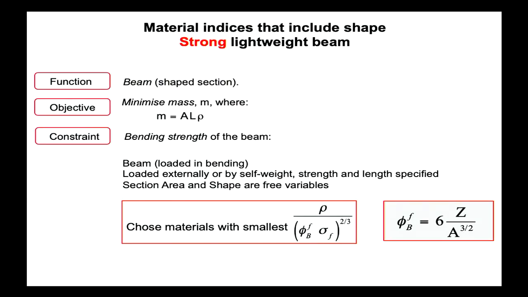Now, for a strong lightweight beam, same function, objective, constraint, and I won't read all that stuff out, you can do that in your own time. We get to choosing materials with the smallest density. We've got our stress function, and by the way, F is for failure. It could be ultimate tensile, it could be yield, it could be proof, depending on the material. We're used to steels, but not every material fails in the same way. And that's why Ashby chose to put sigma F. And we've got the sigma again inside the brackets of the power associated with our exponent.